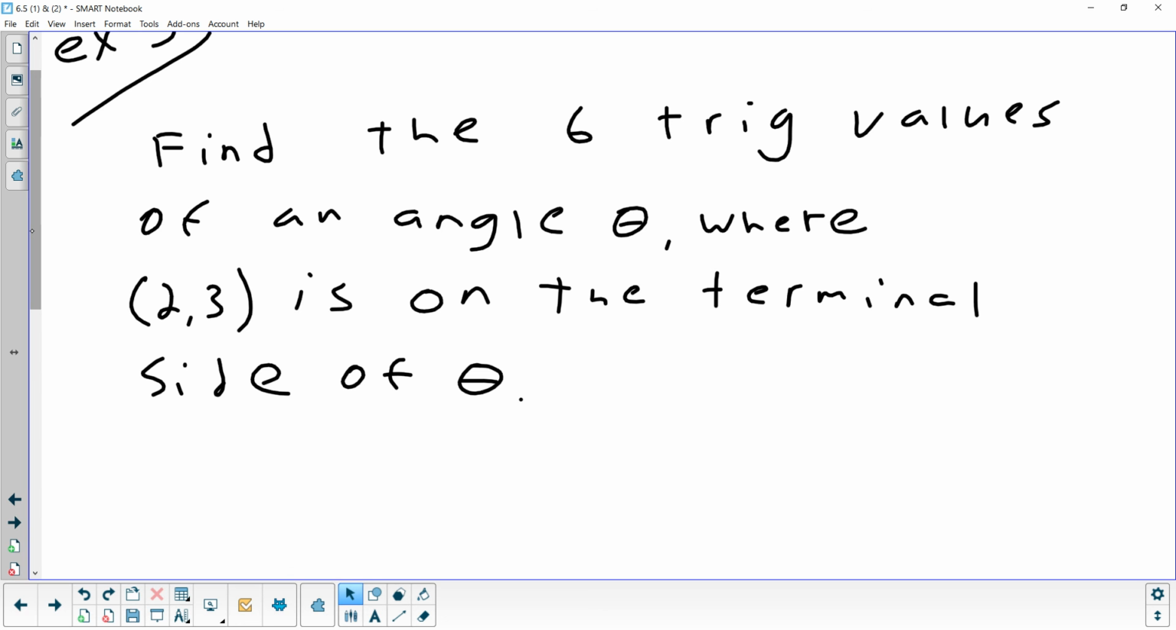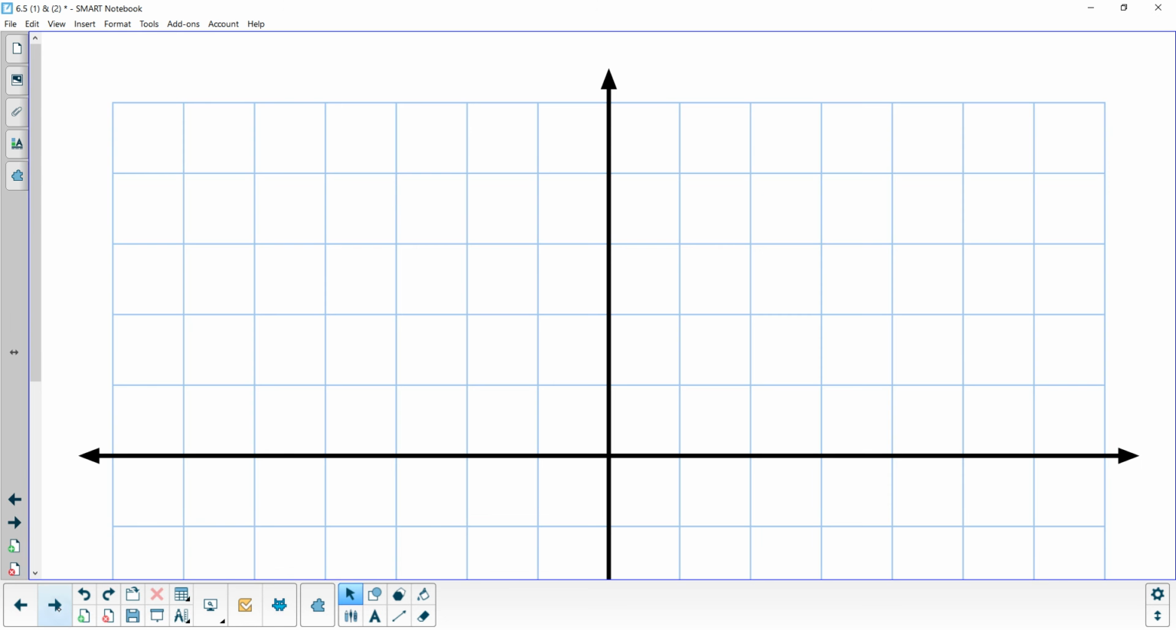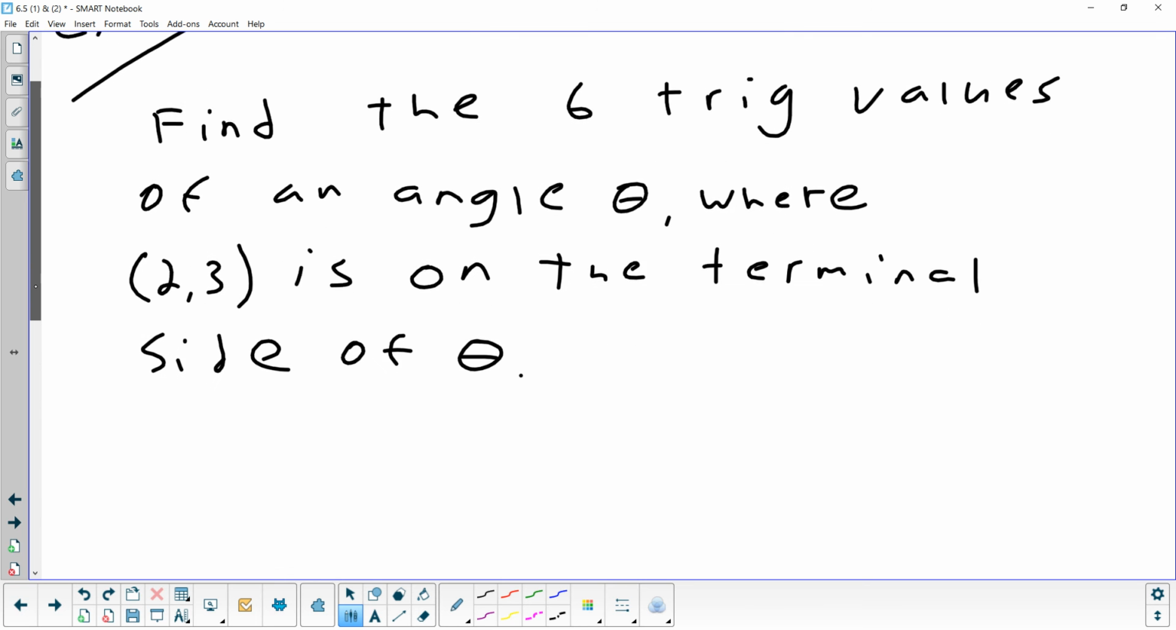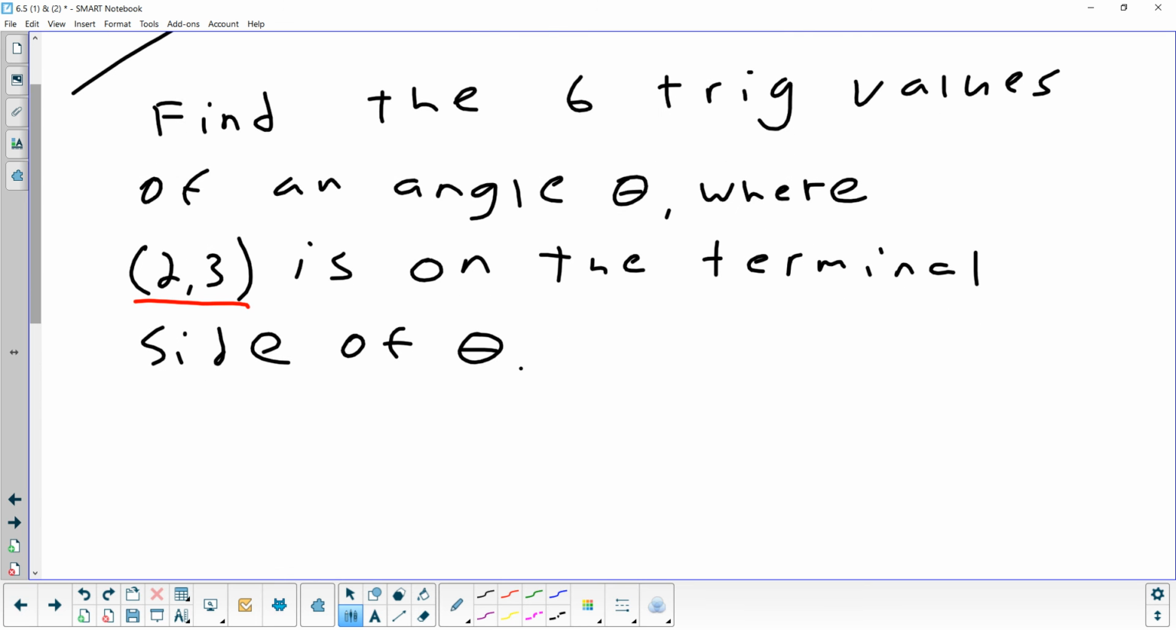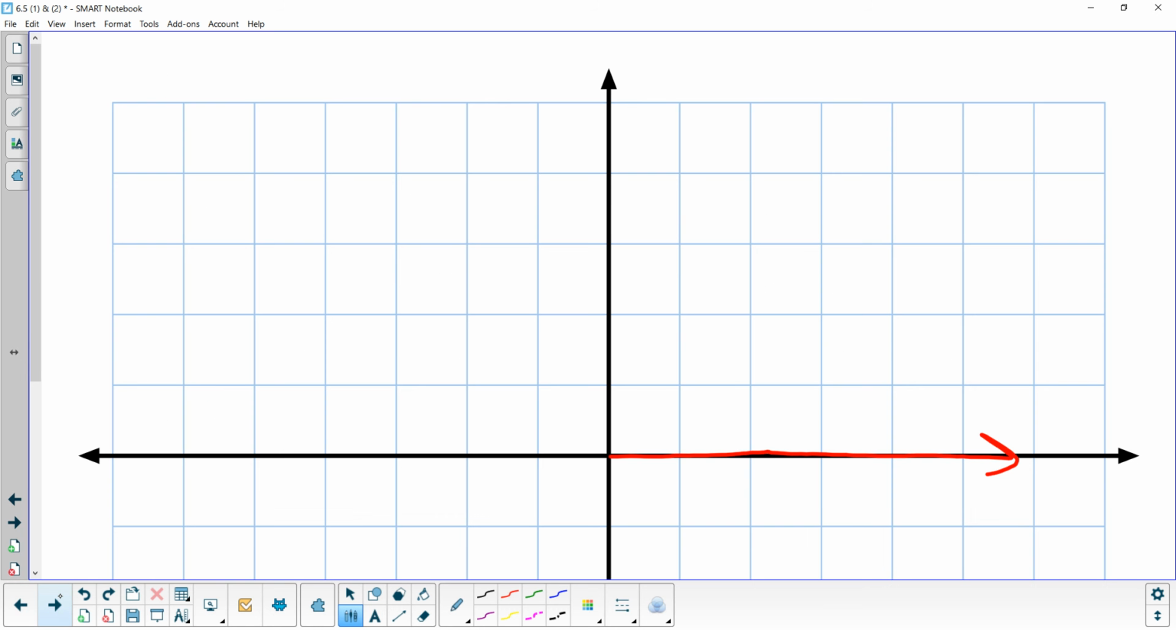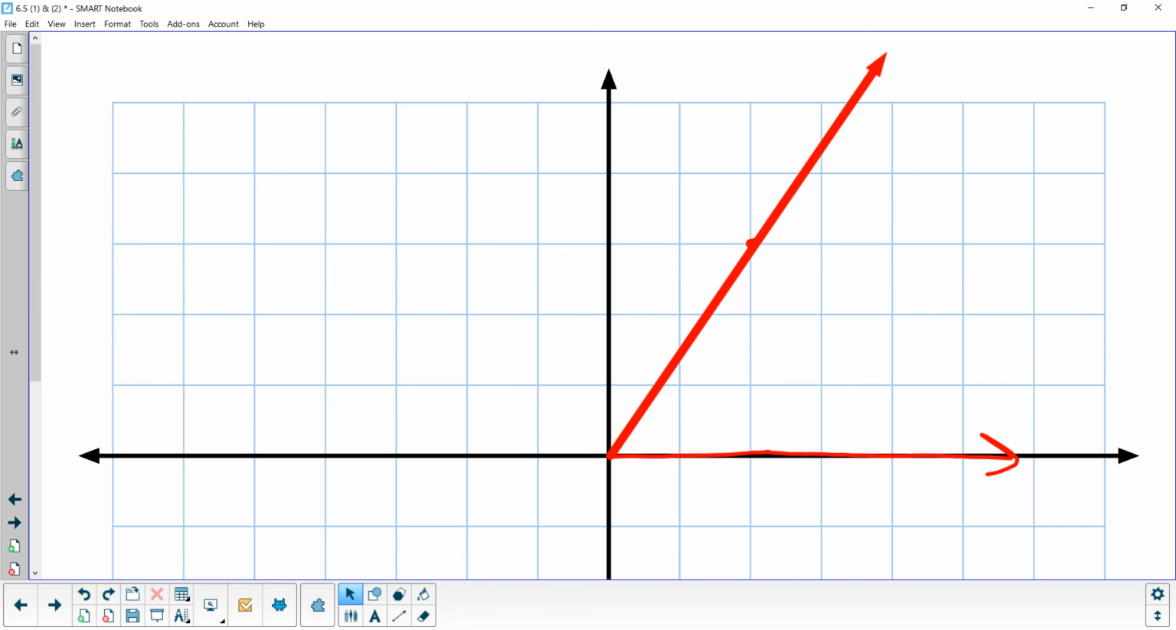So the initial side, remember we talked about where you draw the initial side, that's always on the x-axis. There's your initial side. The terminal side goes right through the point 2, 3. Terminal side is just like that. Any question on that?